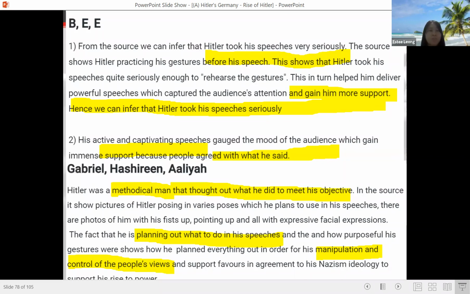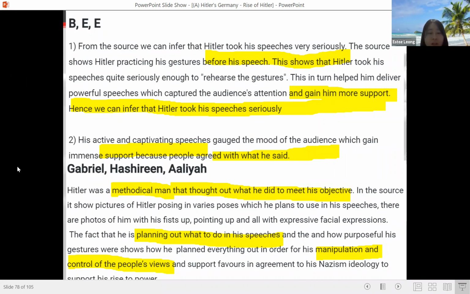So Hitler practices his speech and his gestures before his speech. He takes his speeches very seriously to help him gain more support. So when you see sources of Hitler up on stage performing, you have to remember that it is a performance. He doesn't go up there and just gesture. It doesn't come naturally to him. This is something that he rehearses actively. So this helps him to gain immense support because people agree with what he said.